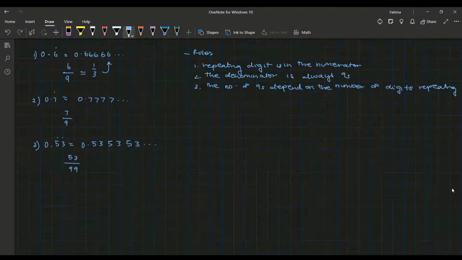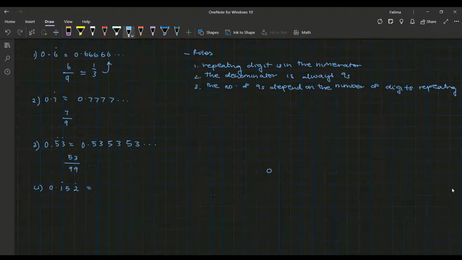Now for the next few examples, I suggest you pause the video and attempt it yourself and see how it goes. So the next question we'll be doing is 0.152 with the dots on 1 and 2. This means the 1 and the 2 are repeating, but also everything in between, which is 5.